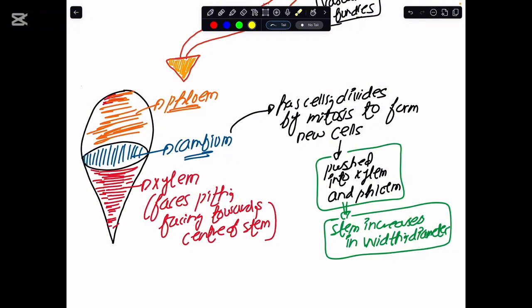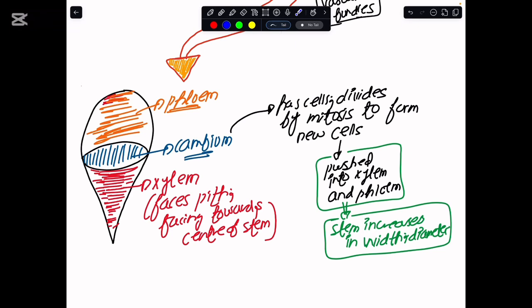When I'm going downward, this part that I have over here would be the xylem, and this xylem is facing the pith, or projected toward the center of the stem, and the phloem, you see, would be lying outside. Now the question is, what is the role of the cambium that we have here?